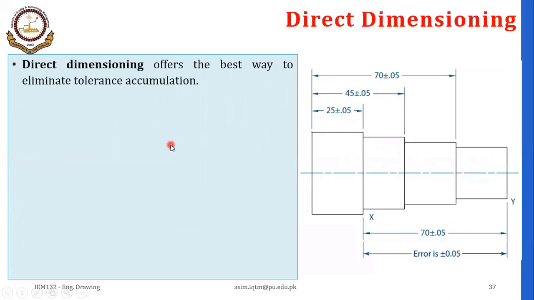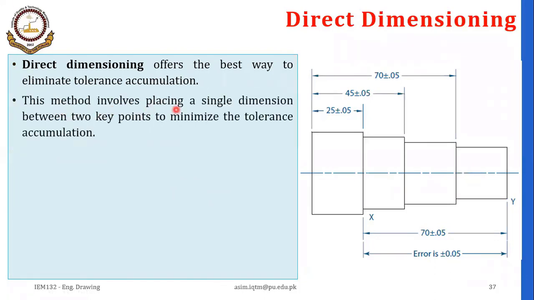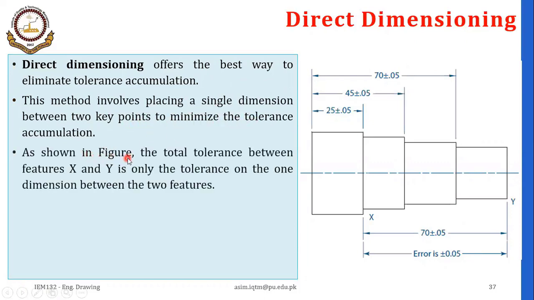Direct dimensioning. Direct dimensioning offers the best way to eliminate the tolerance accumulation, and this method involves placing a single dimension between two key points to minimize the tolerance accumulation. As shown in the figure on the right-hand side, the total tolerance between the features X and Y is only the tolerance on the one dimension between the two features.